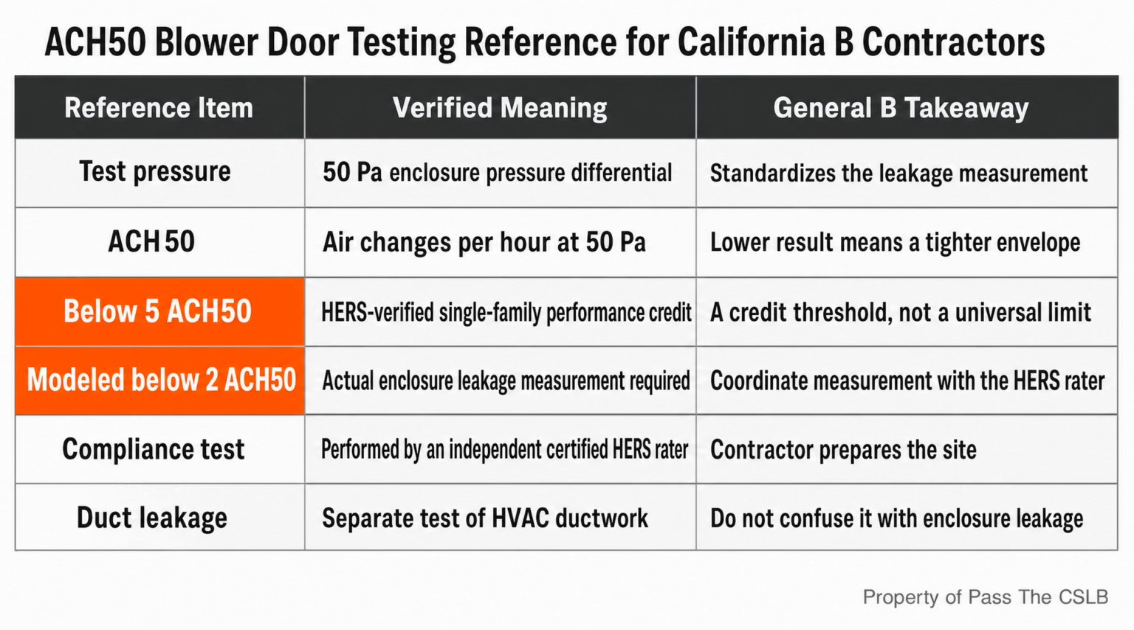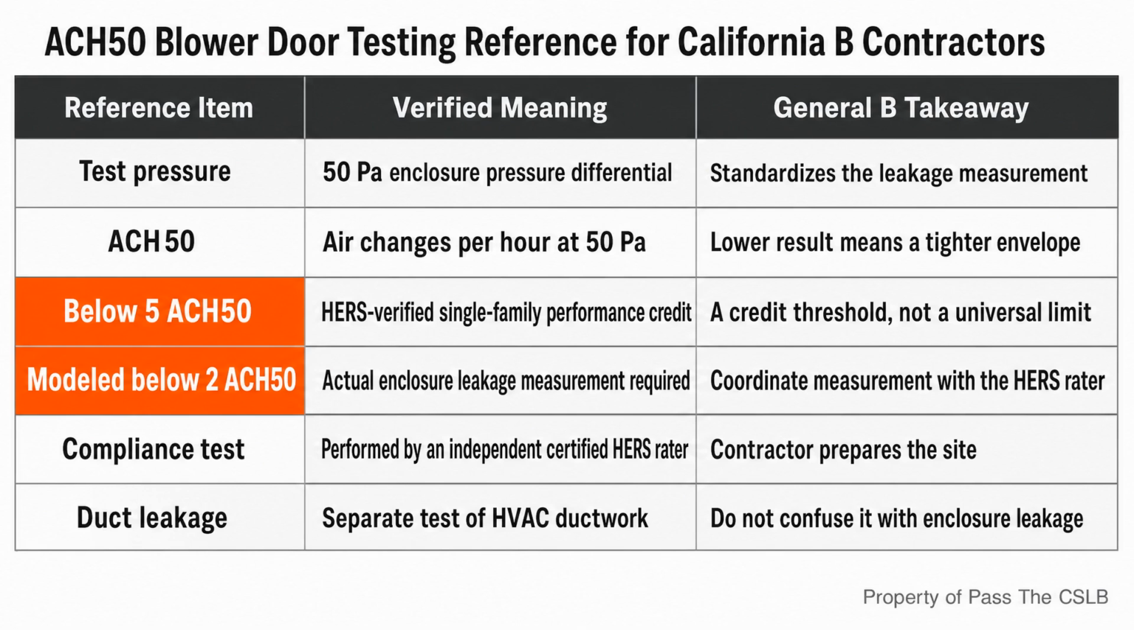The independent certified home energy rating system rater performs the Title 24 diagnostic compliance test. The General B contractor prepares the building and the workflow for that test. Site readiness begins long before the appointment. I would confirm the intended envelope boundary, communicate air sealing responsibilities to affected trades, review products that penetrate the boundary, and establish hold points before concealment.